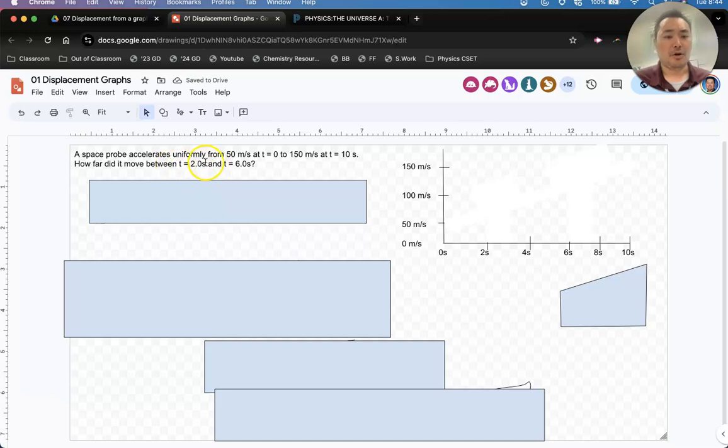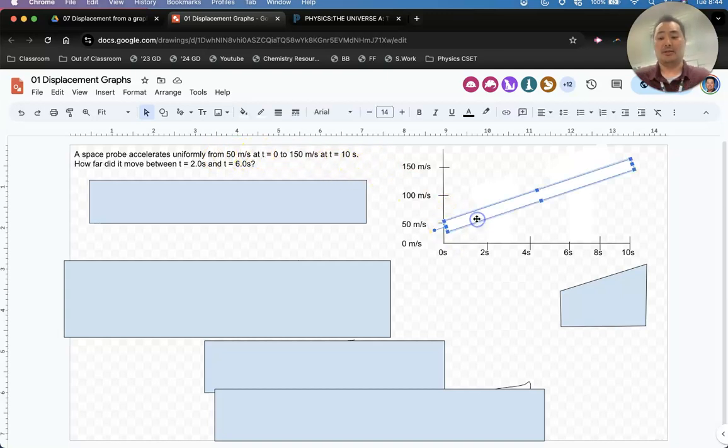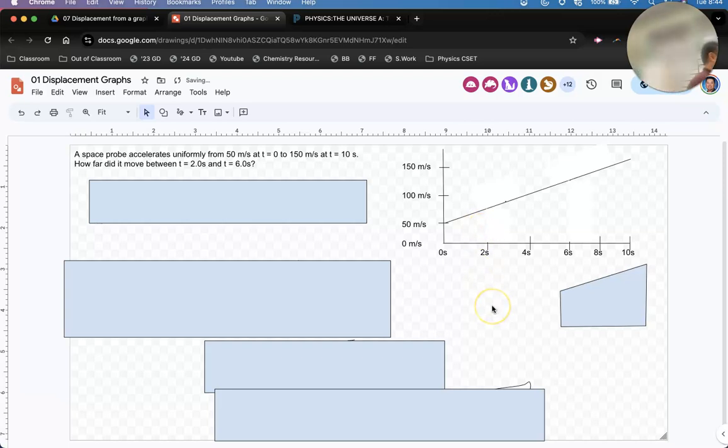And the space probe accelerates from 50 meters per second to 150 meters per second from 0 to 10 seconds. So we're going to draw a line that starts from 50 and ends at 150 for the whole time frame, 0 to 10 seconds.